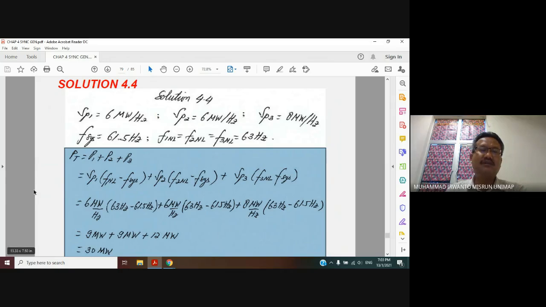Yeah, 30 megawatt. It is below the total power capacity of the 3 generators: 15 multiplied by 3 is 45 megawatt. So this is the total power supplied by the 3 generators, 30 megawatt.